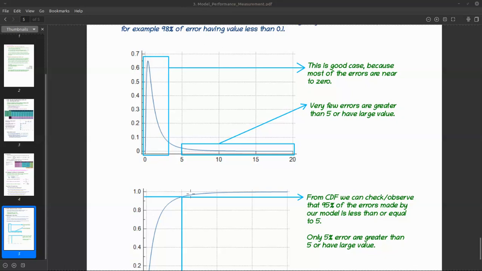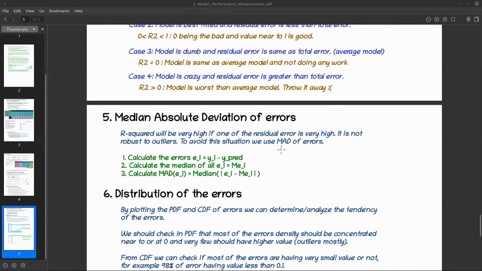So how will the CDF look? If I have a CDF something like this, let's say, and one more something like this, and a third something like this, which one is good? The first one. This one, right? One, two, three. The first one, correct?